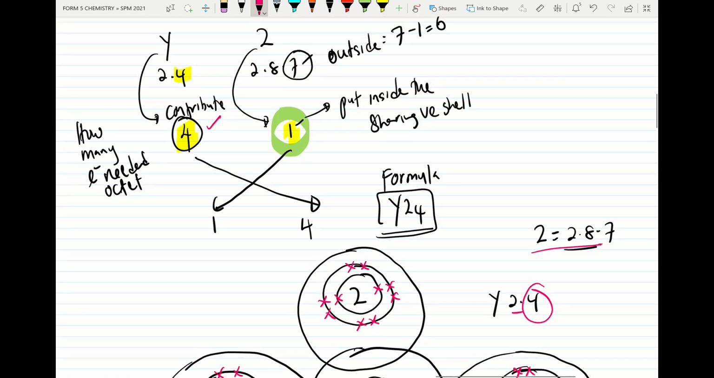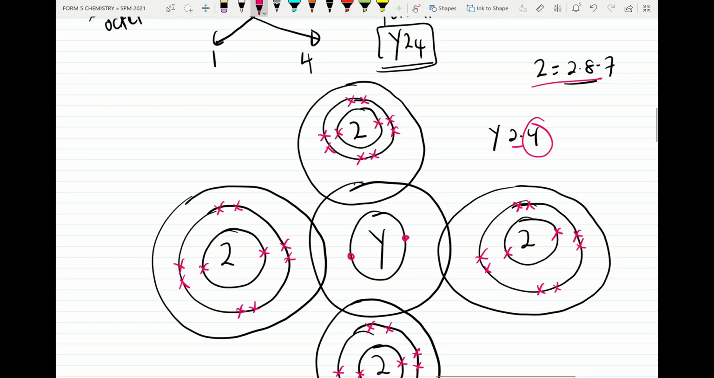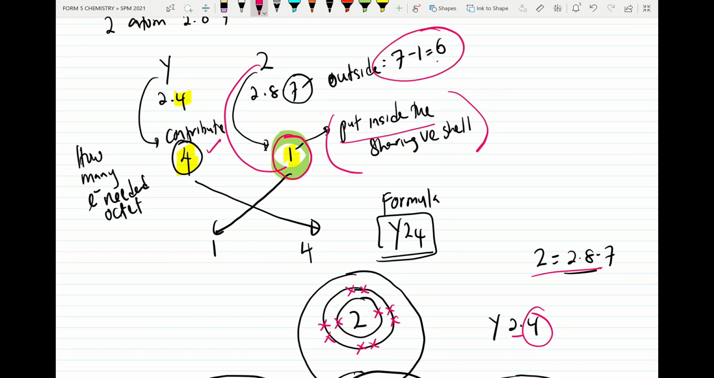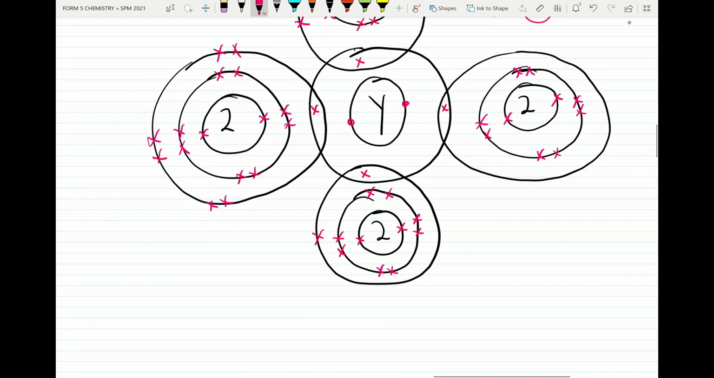All right, now we check here. Z atom, inside put 1, inside put 1, and so on for each Z atom. Outside, 7 minus 1, 6. So outside I put 6: 1, 2, 3, 4, 5, 6. So here I put 1, 2, 3, 4, 5, 6, for each Z atom.